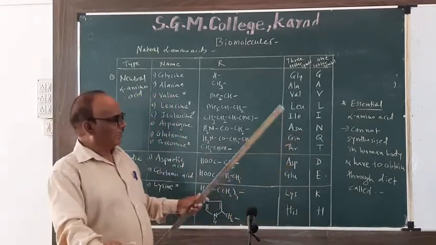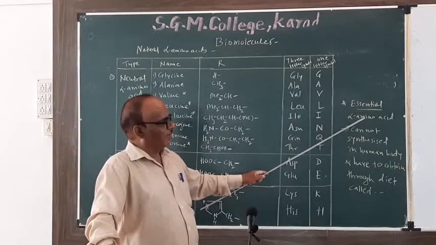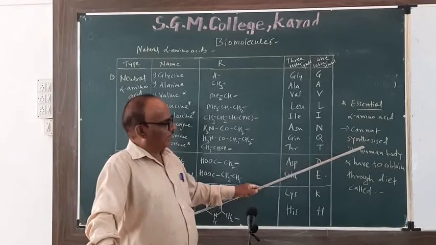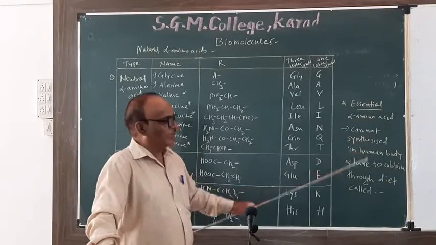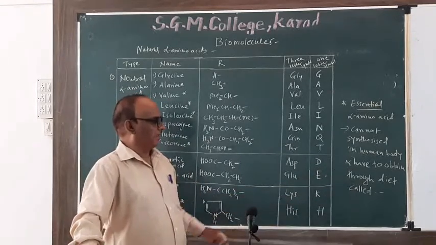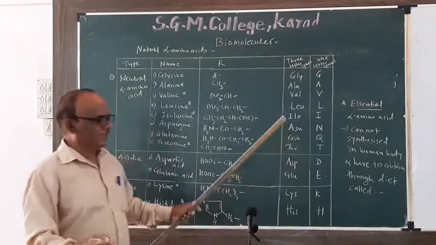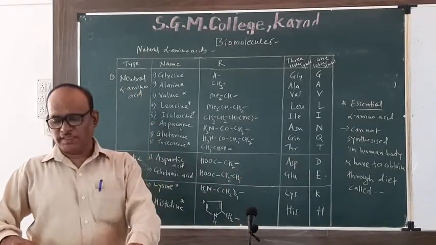Again, I repeat this definition. Essential alpha amino acids are alpha amino acids which cannot be synthesized in the human body and have to be obtained through diet. These alpha amino acids are called essential alpha amino acids.